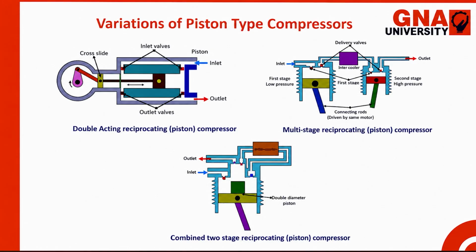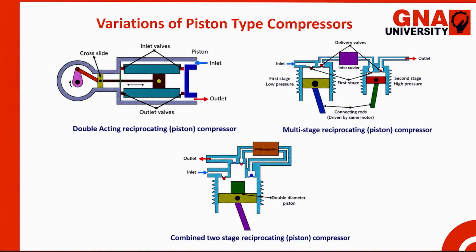So there is entry of the normal air through the valves on both sides, and the exit of the compressed air to this common annular path for the outlet, as you see here. So this is the working of the double acting reciprocating piston compressor.